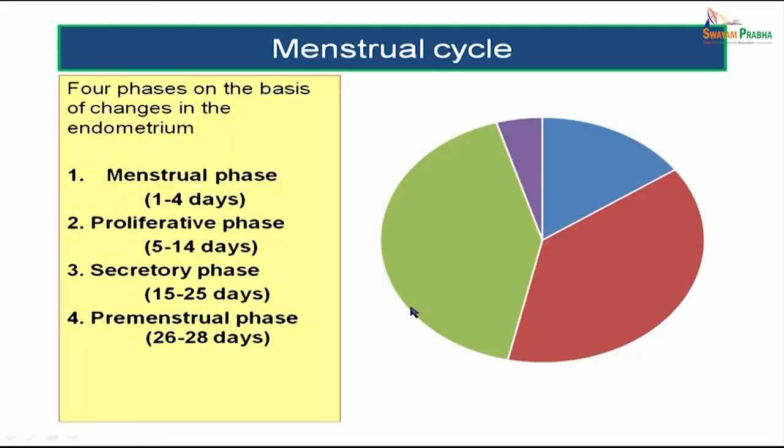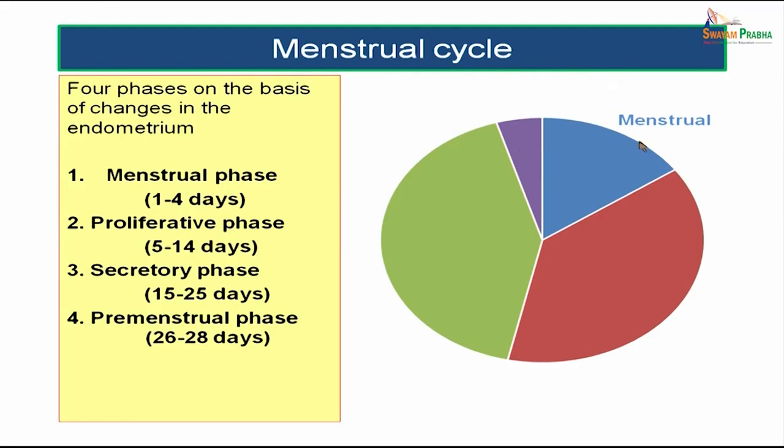Now, just a few words about the menstrual cycle. There are four phases based on the changes happening in the endometrium. The first phase is known as the menstrual phase, from day 1 to day 4. The next phase is the proliferative phase, from day 5 to day 14. The next is the secretory phase, from the 15th day till the 25th day, and the last one is the premenstrual phase, just before the menstrual phase, about 26 to 28 days.